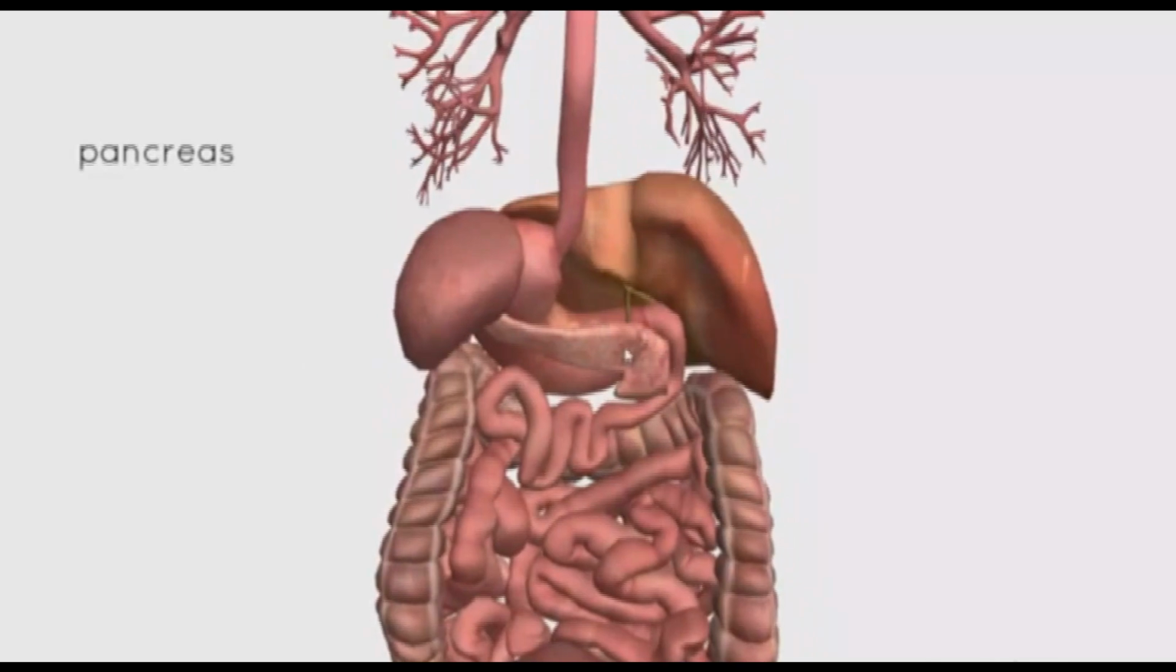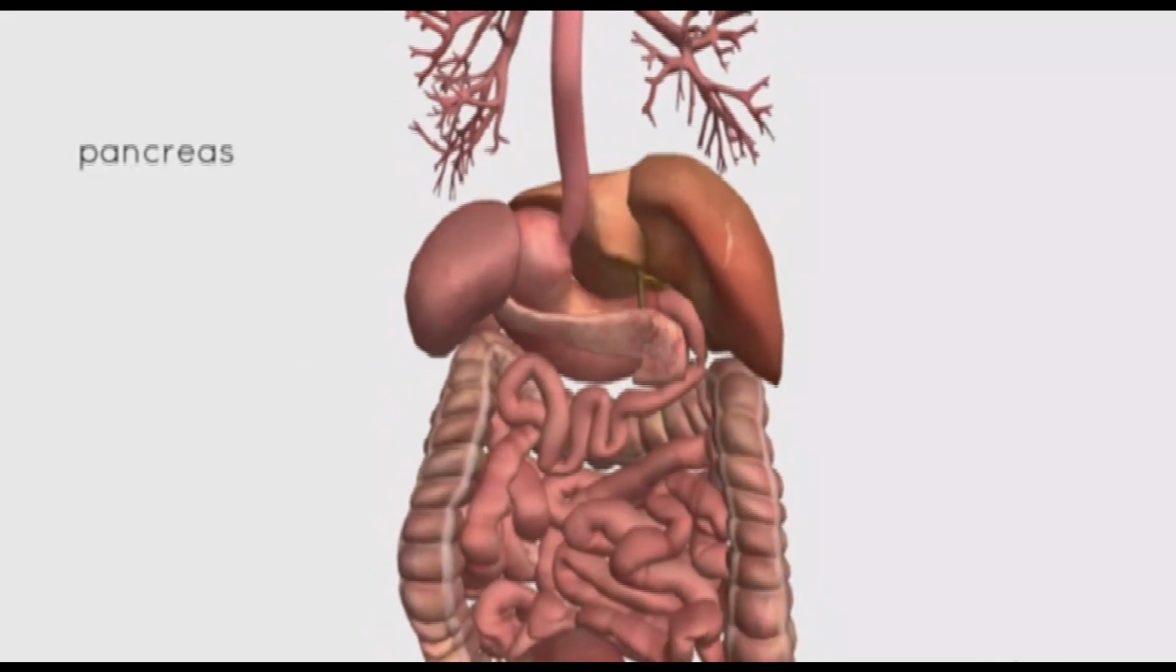So you can see this structure here. So the head of the pancreas sits in the curve of the duodenum, and the tail extends to this organ, the spleen. So the pancreas has endocrine and exocrine functions. So the endocrine functions are producing insulin and glucagon, and its exocrine function is to produce pancreatic juice, which is secreted into the duodenum, and this aids digestion.